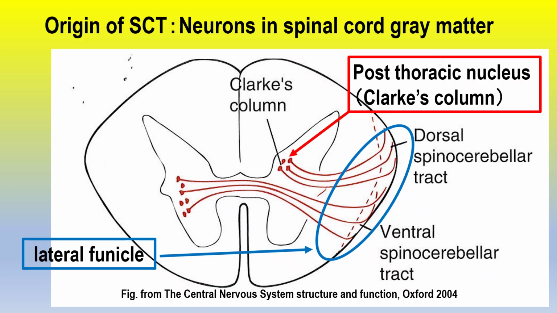The spinocerebellar tracts originate from neurons in the spinal cord gray matter, such as the posterior thoracic nucleus, also known as Clark's column. The fibers of these tracts ascend within the lateral funiculus of the spinal cord. Their course follows a somatotopic arrangement, ensuring that information from different body regions remains segregated.